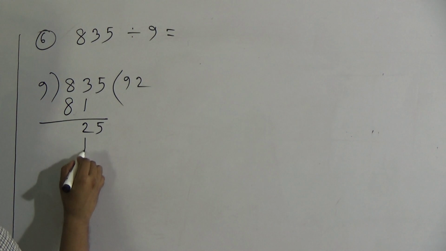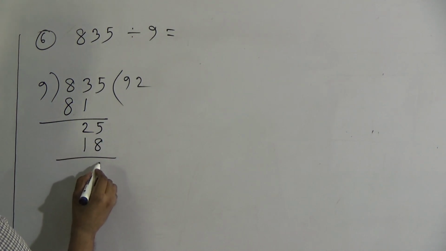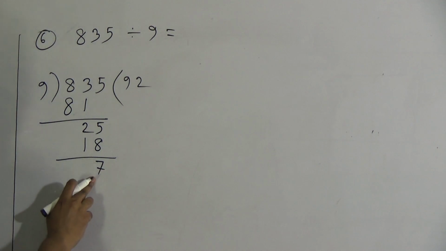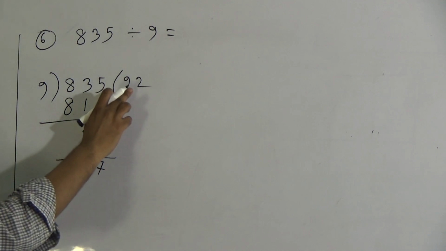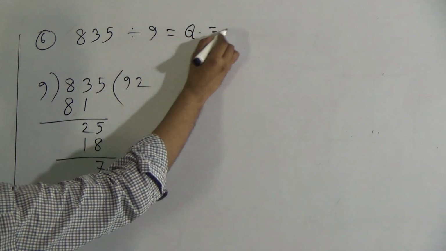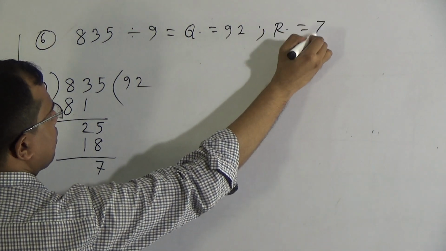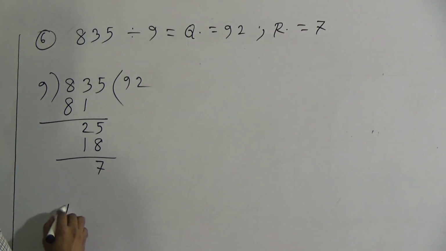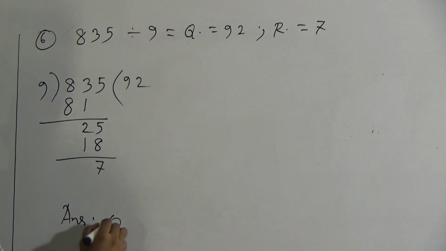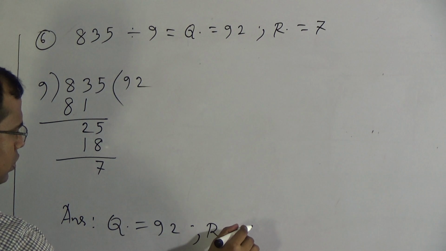9 2s are 18. We will write 18 under 25. After subtracting, we will get 7 here. So the remainder is 7 and the quotient is 92. Quotient 92, remainder 7. Answer: quotient 92, remainder 7.